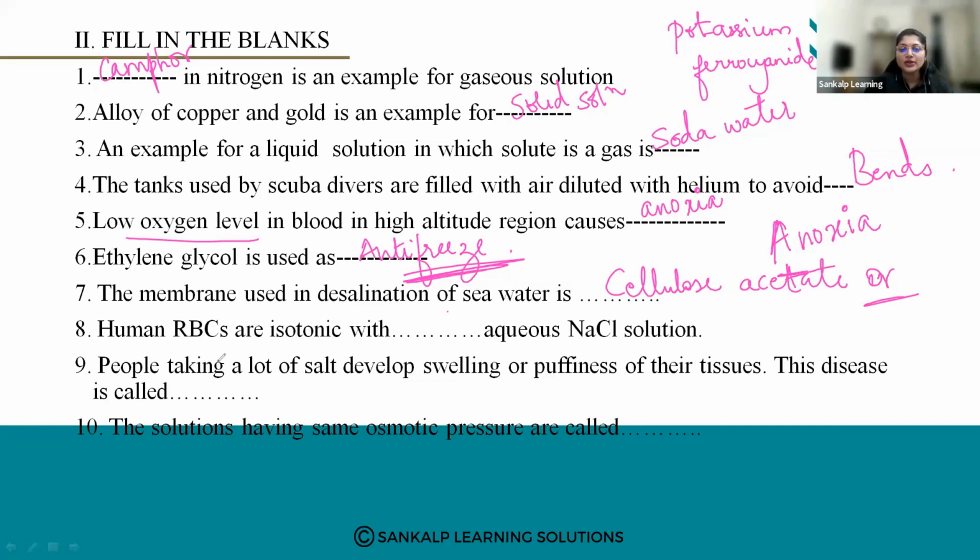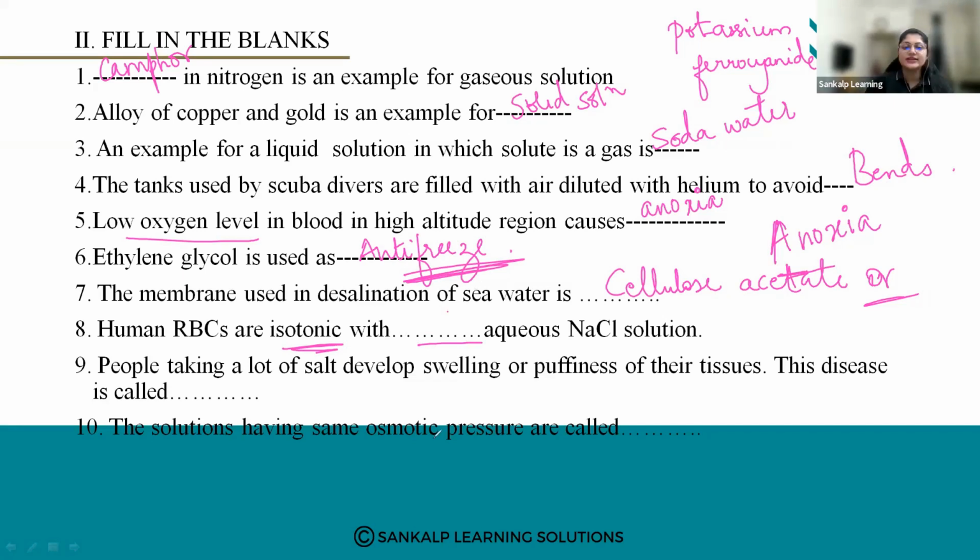Okay. Next, human RBCs are isotonic with dash aqueous NaCl solution. The human red blood cells are isotonic with dash aqueous NaCl solution. Yes, what is the answer? And how much percent of NaCl solution?